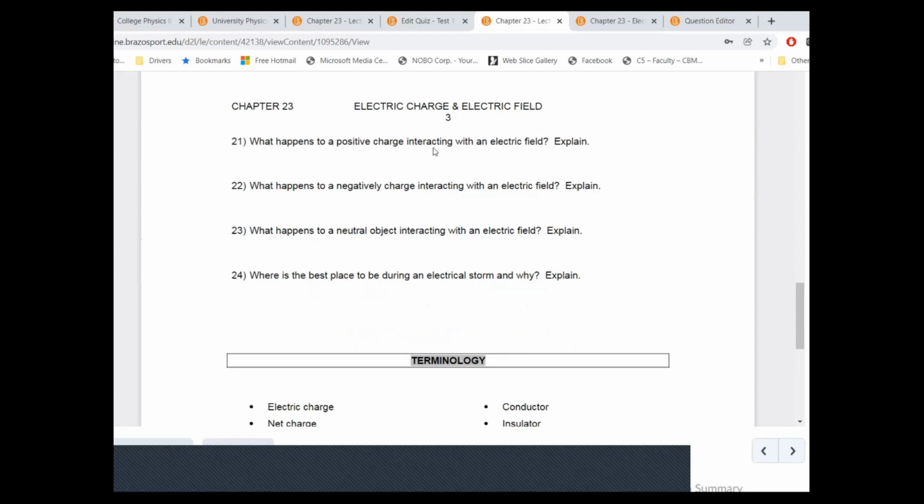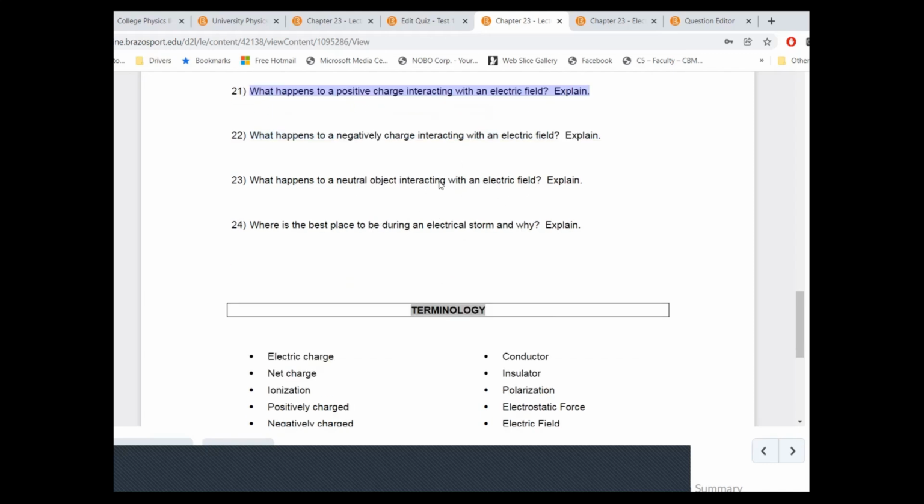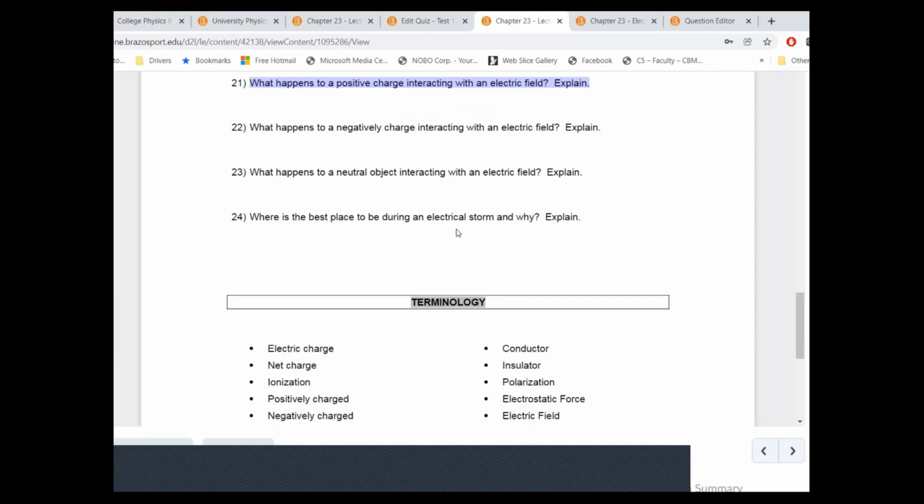What happens to a positive charge interacting with the electric field is that the electric field is going to induce a force on the positive charge in the direction of the electric field. And then the charge is going to accelerate in the direction of the electric field. What happens to a negative charge interacting with the electric field is that the field is going to induce a force on the negative charge in the opposite direction of the electric field. And the negative charge is going to accelerate in the opposite direction of the electric field.